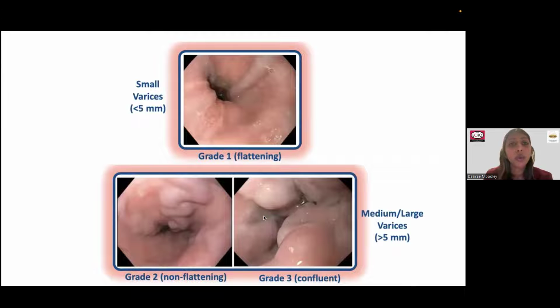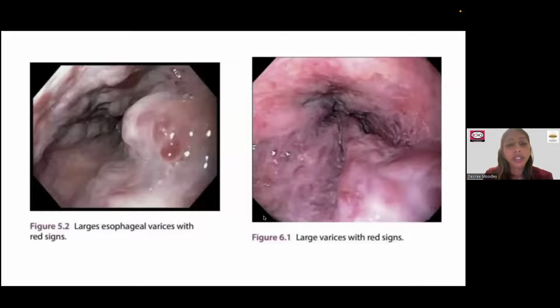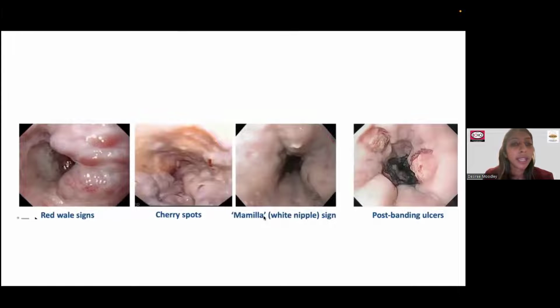We also look for so-called red signs. As you can see, there are these little spots on these large varices in both these pictures. Once again, red whale sign there. There are some cherry spots on that second picture and a white nipple sign on the third. This just shows signs of either recent bleeding or high risk of rebleeding.